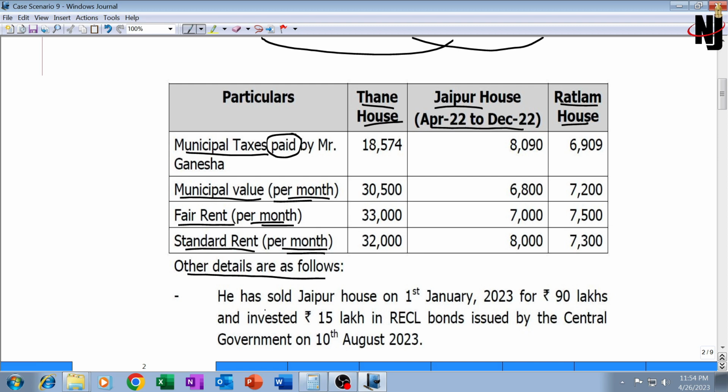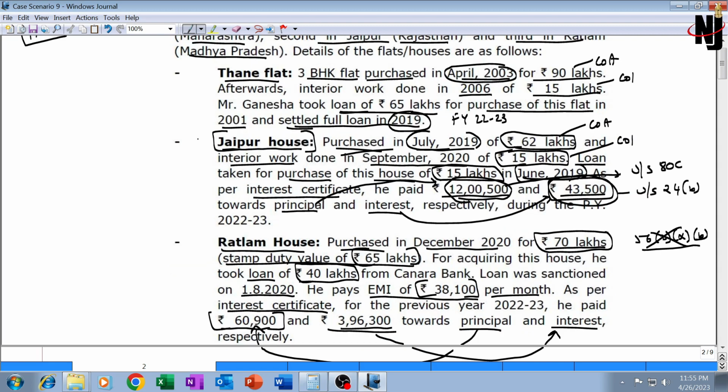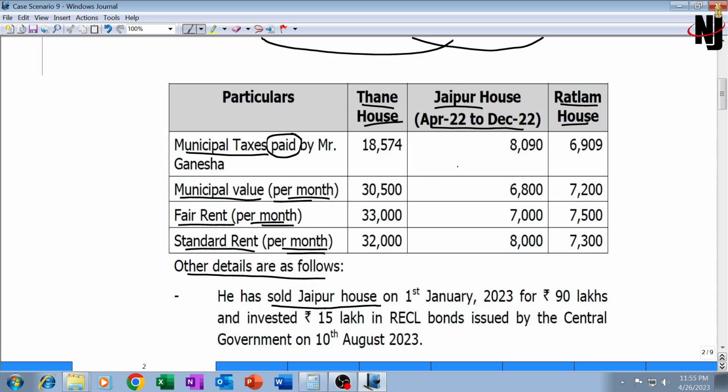He sold Jaipur house. Jaipur house is sold off. Where is it given? This Jaipur house is sold. It was purchased in July 2019 for 62 lakh, which was the cost of acquisition, and 15 lakh was the cost of improvement in the 2020-21 financial year. Jaipur house is sold on 1st January 2023. That means in the current year.